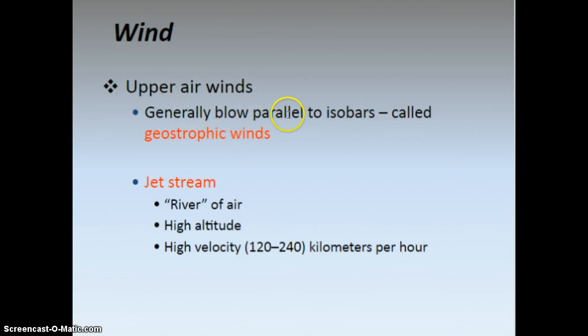They generally blow parallel to isobars. The jet stream is a common term that you've probably heard of. This is a river of air. These are very high altitude geostrophic winds, and they also travel at a very, very high velocity, about 120 to 240 kilometers per hour, which is about 90 to 180 miles per hour. So they move pretty quickly.